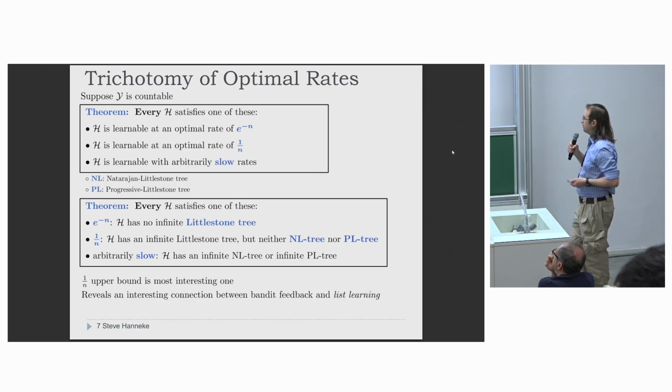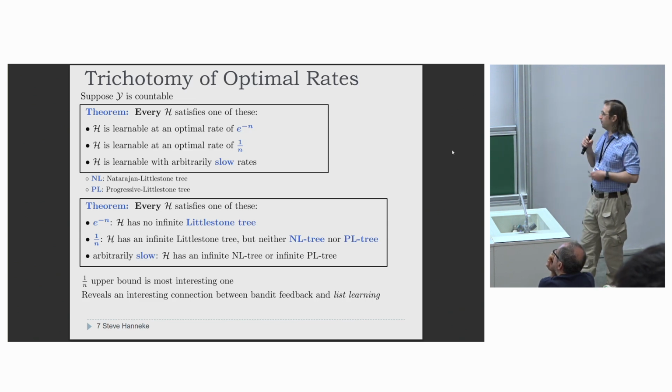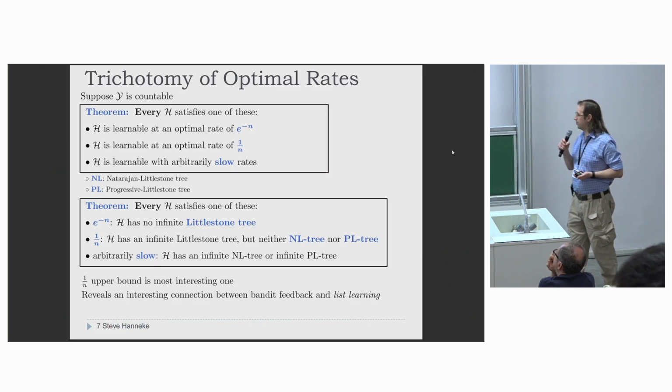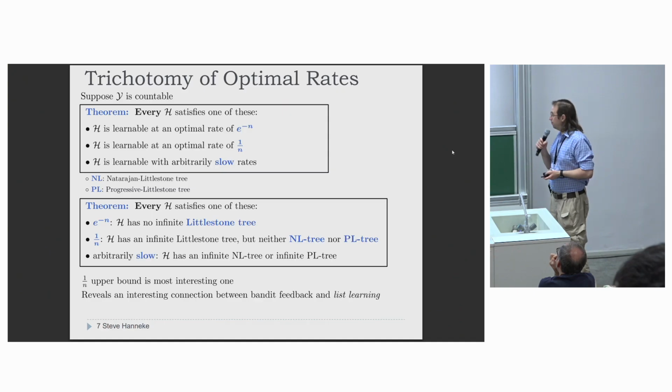I'll try to focus most of the talk on the 1 over n upper bound rate, which is kind of the most interesting one algorithmically. It actually reveals some interesting connection between the bandit feedback setting and the list learning problem.